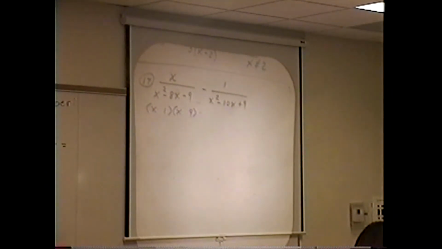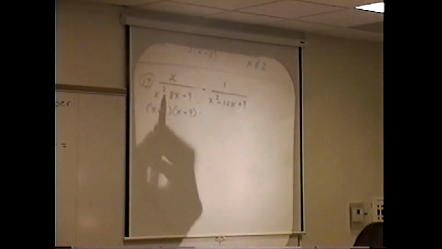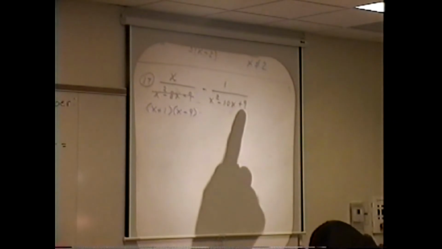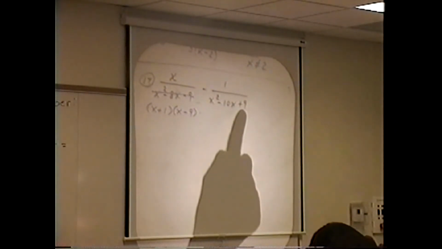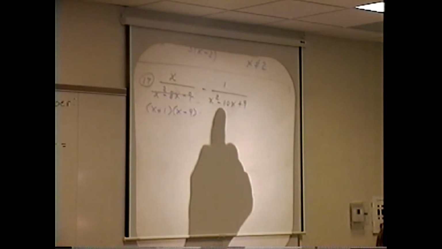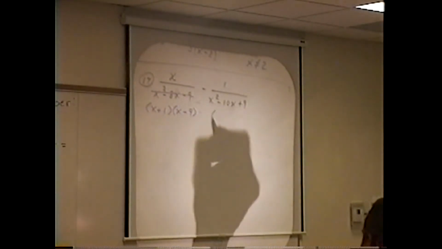Which one gets the negative? The 9, because it used to have a negative 8. Factor. Factor the other one. This time we want a product of positive 9 and a sum of negative 10. They're both negative, aren't they? What are they? 9 and 1 again.